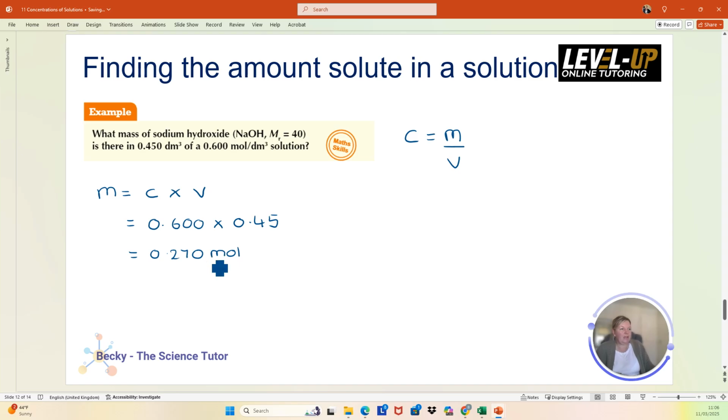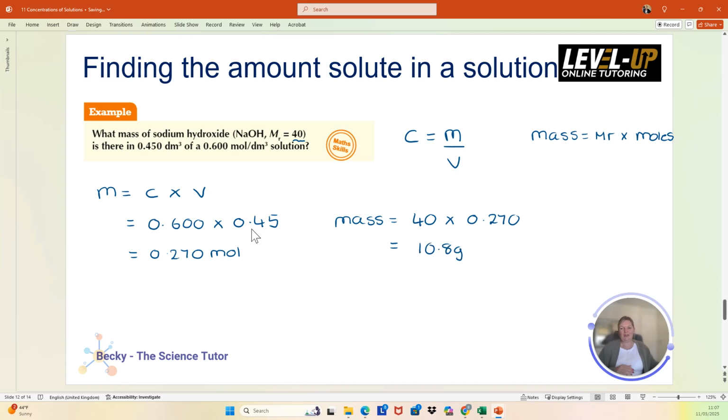Okay, and now we need to convert that to mass. So that is using our mass equals MR times moles. We know the moles, and we're given the MR in the question. Therefore, mass equals MR, which is 40, that's given to you up there, they've already worked that one out for us, multiplied by the 0.27. And we can work out that that's 10.8 grams. Okay, so that's how we can interchange again to find out the mass that we would need.